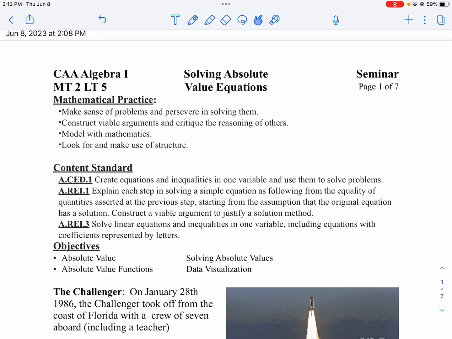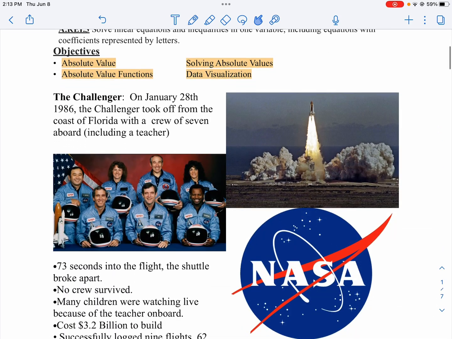Hello, in this seminar we're going to be looking at solving absolute value equations. Specifically, we're going to be looking at what is absolute value, solving absolute values, the absolute value function, and data visualization. We're going to be looking at this by looking at the Challenger disaster.